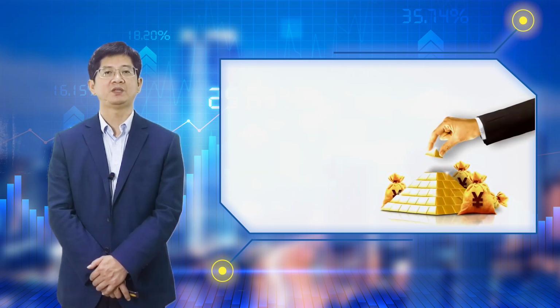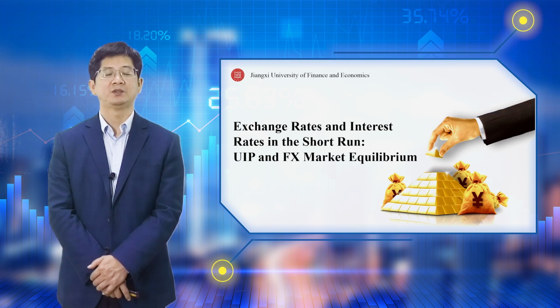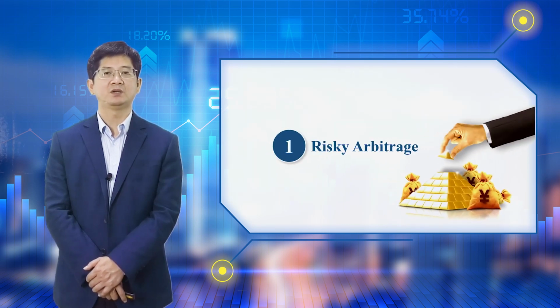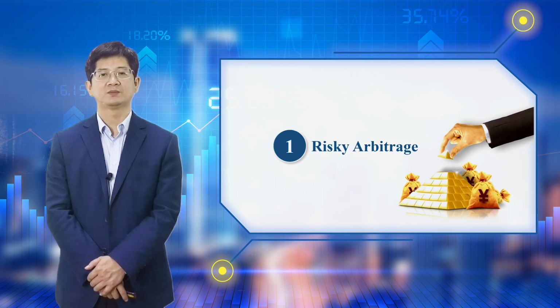At first, we discuss exchange rates and interest rates in the short run, UIP and forex market equilibrium. To begin our study of the exchange rates in the short run, we consider US investors with two alternative investment strategies: a one-year investment in a US dollar account with an interest rate i US dollars, or a one-year investment in a euro account with an interest rate i euros.